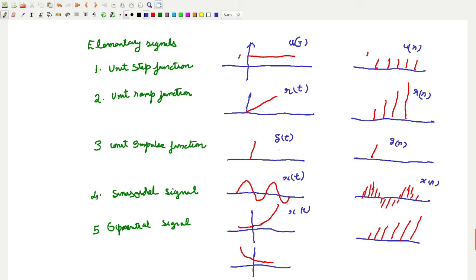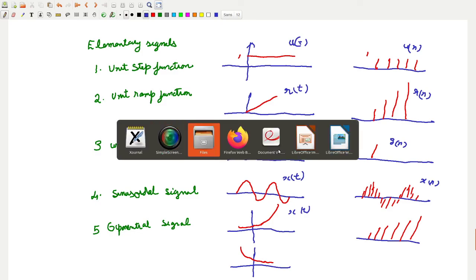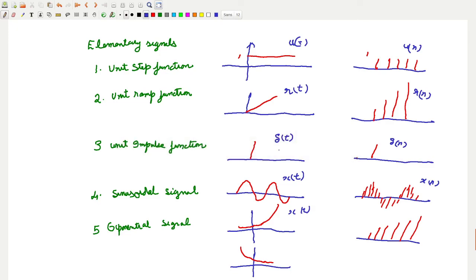So this is a brief look into our signals and systems, which is an introductory segment where we have seen what an elementary system will look like, and also what classifications are possible for signals, and we have seen just a few elementary signals.